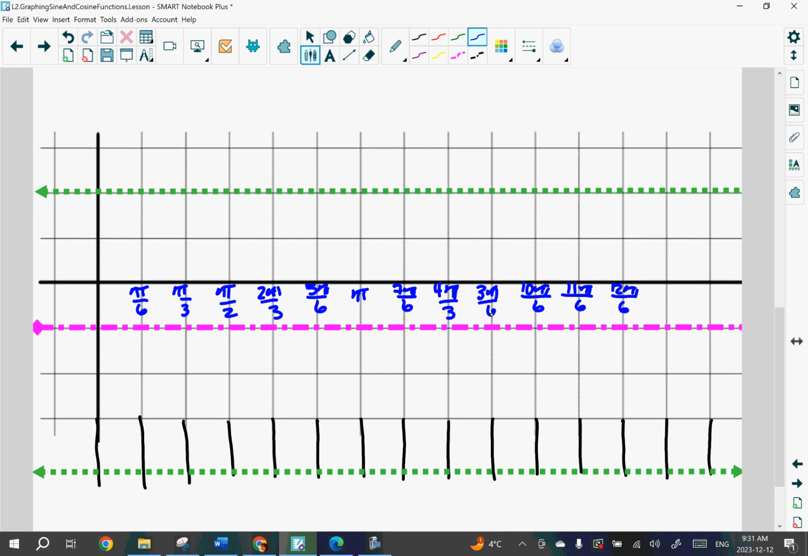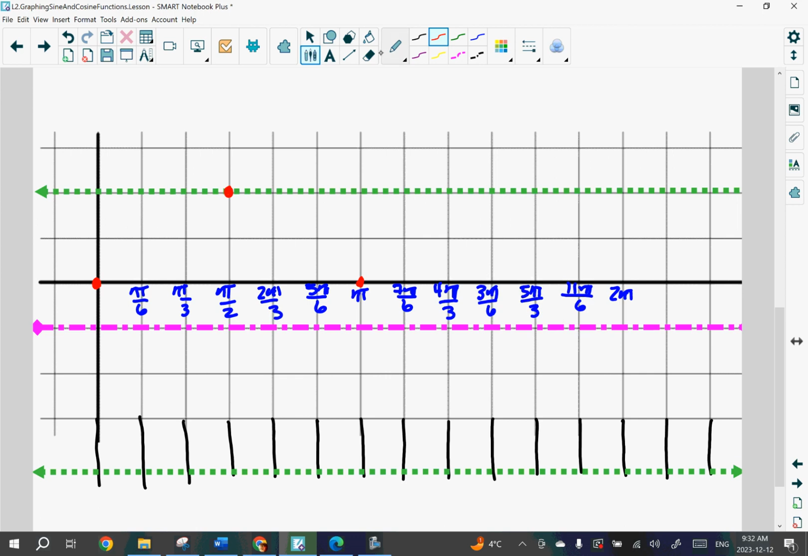10 pi over 6 would be 5 pi over 3, because if I divide 2 out of both of those, 5 pi over 3, 5 pi over 3, 11 pi over 6 can't do anything. And then 12 pi over 6, 12 divided by 6 is 2, so this gives us our 2 pi. Whoops daisies, 2 pi.